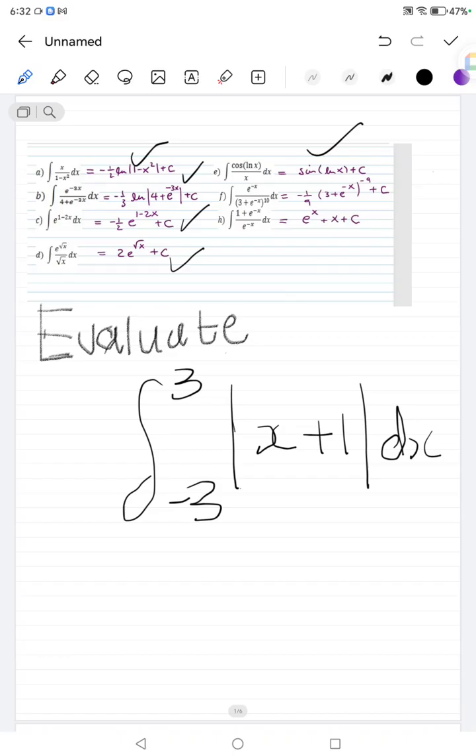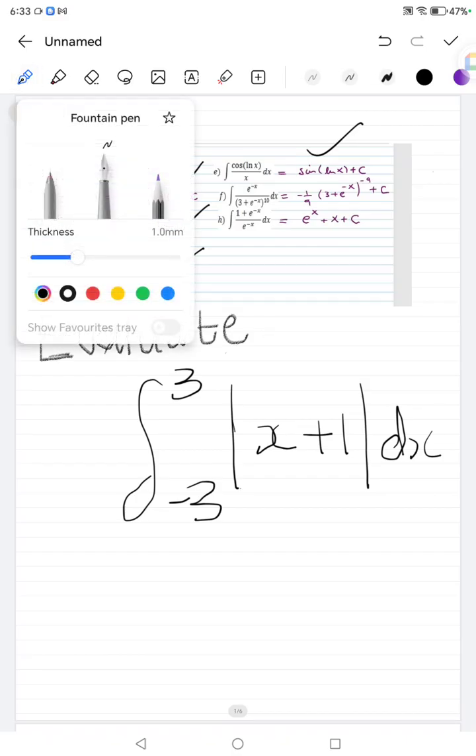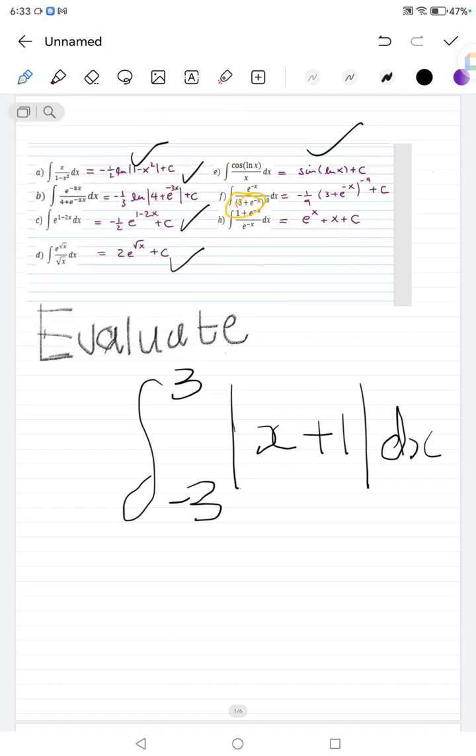This one, yeah, it's not easy to tell which one is going to be cancelled with which, but just to simplify it, it's just better if you make this internal part be equal to your u.